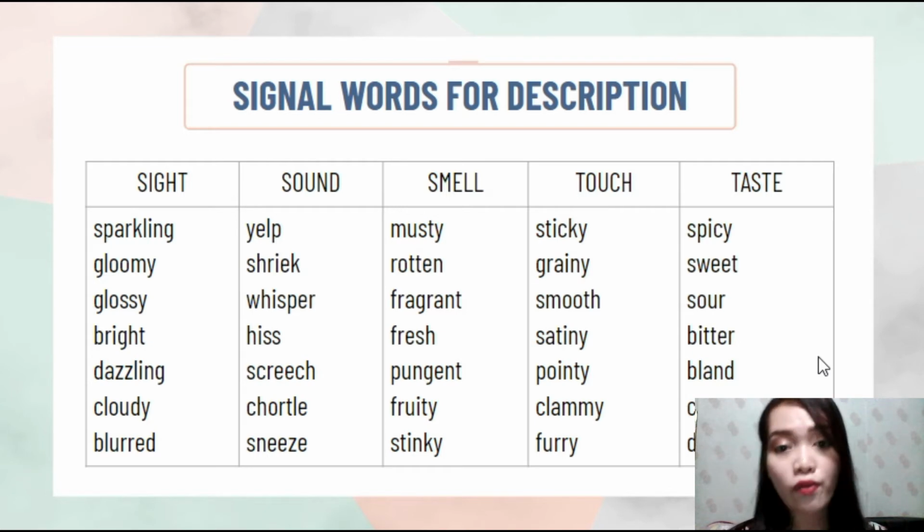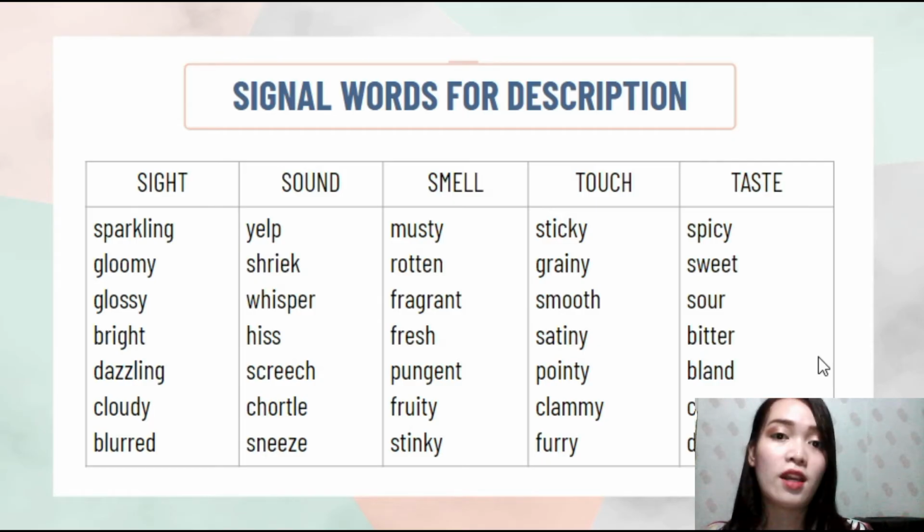No, you can search for more. Okay, so for sight, we have sparkling. For sound, we have yelp. For smell, we have musty. For touch, we have sticky, and so on. And taste, we have spicy, sweet, etc.